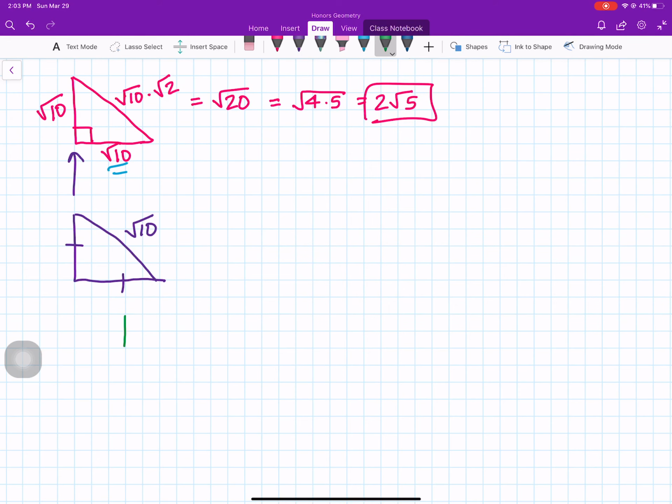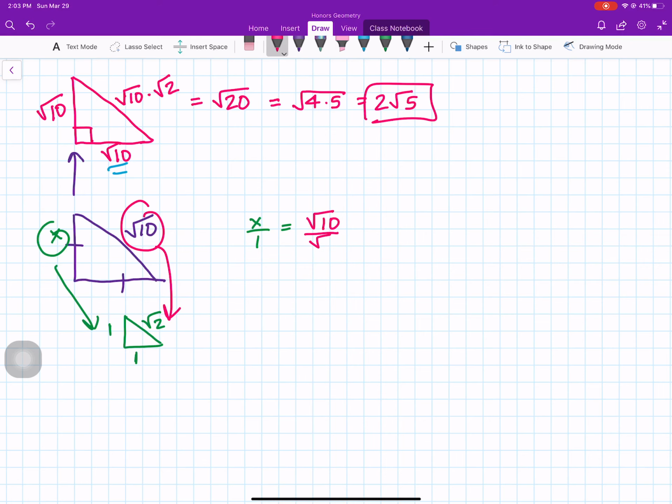But if you keep this one in mind, that this triangle has to just be a bigger version of this triangle, then you can always set up a proportion. Let's say that that's x. x over 1 has to equal, because those two sides would match up in your proportion, root 10 over root 2.